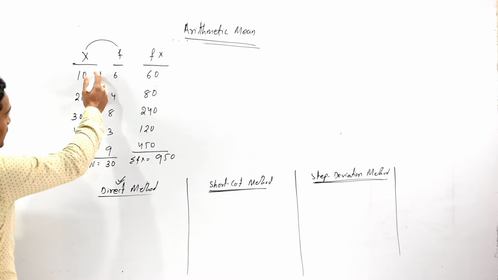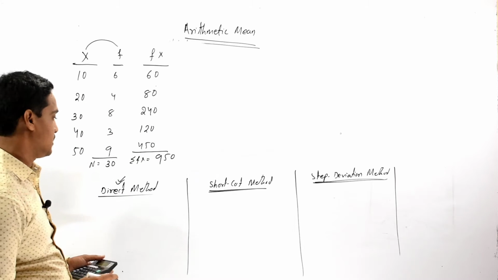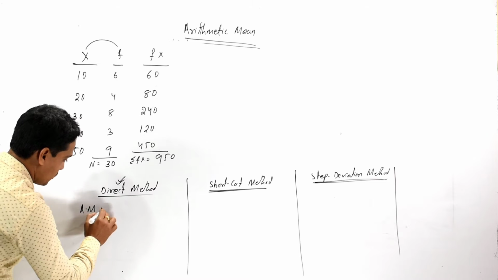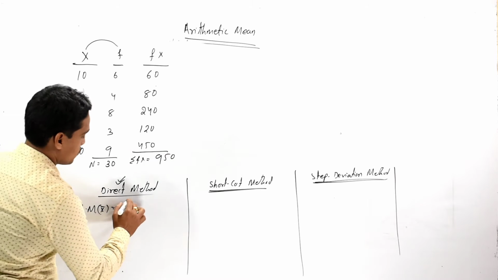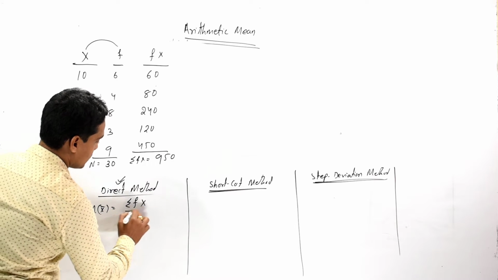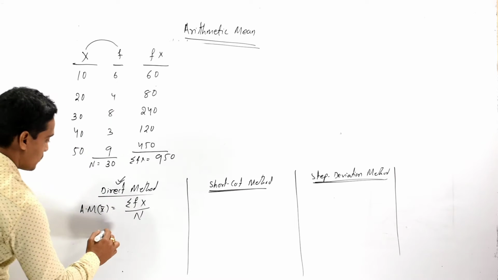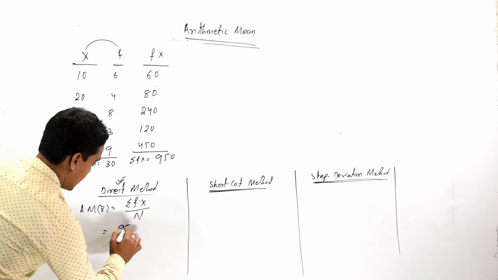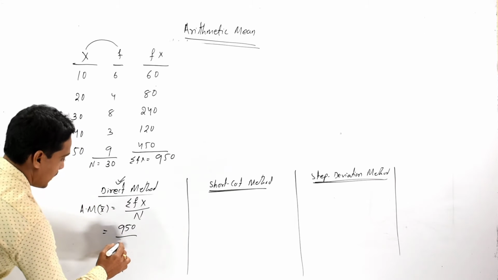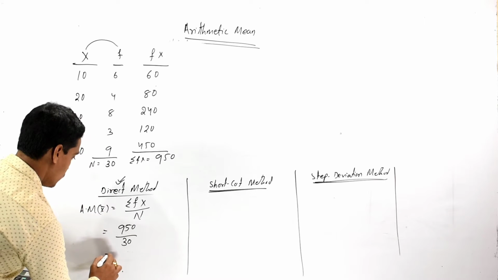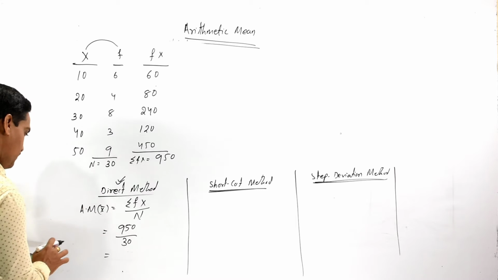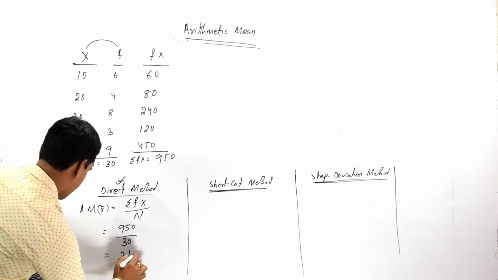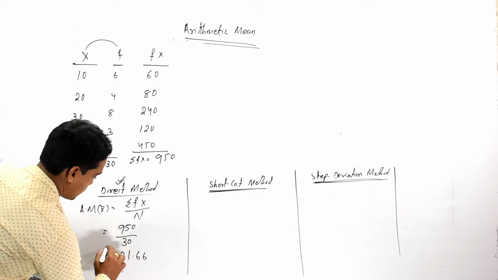So the arithmetic mean of the given discrete series under the direct method can be computed by using the rule, that is arithmetic mean equals summation of fx divided by n. Putting the values, summation of fx is 950 divided by n, that is 30. So our arithmetic mean is 950 divided by 30 equals 31.66.